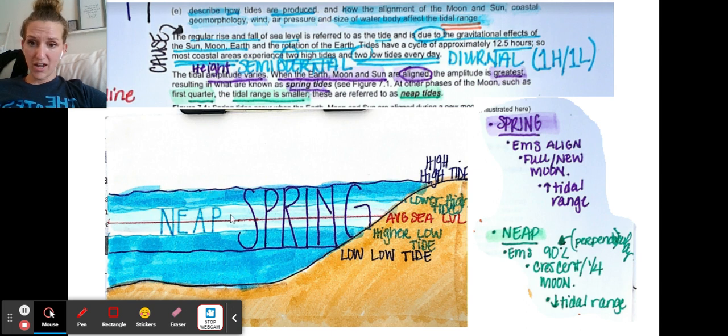Versus on your Neap tide, the water level is only going to change a little bit, just this light blue area. And that is not that big of a range.